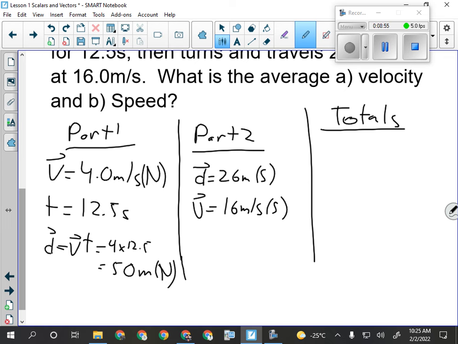I have to do the same thing in part 2, but instead of solving for displacement, I've got to solve for time. So time equals D over V. So that'll be our 26 meters divided by 16 meters per second.